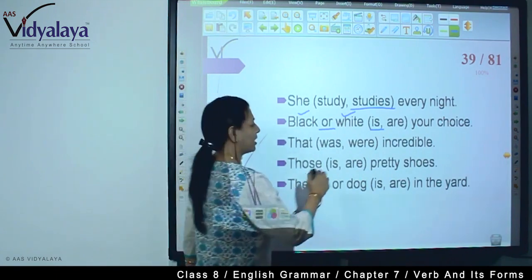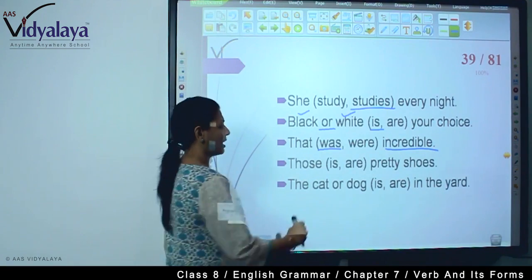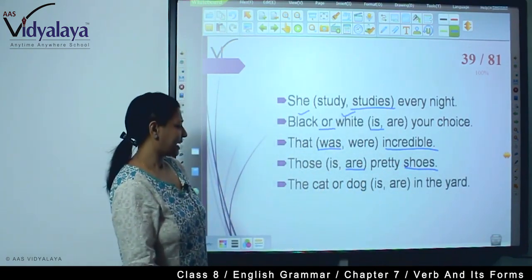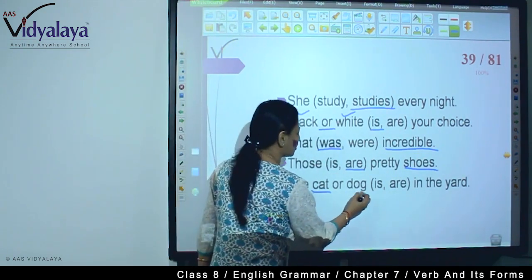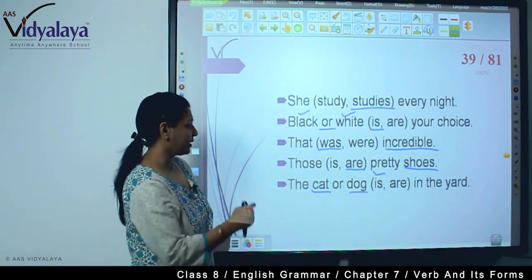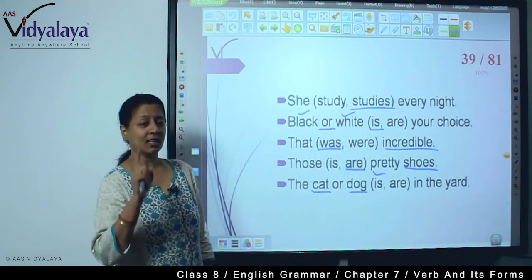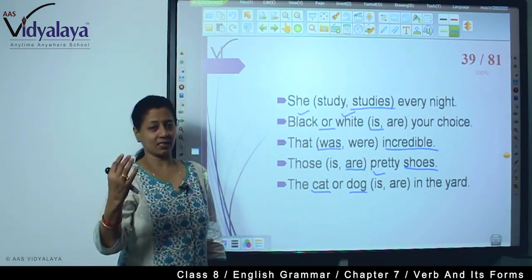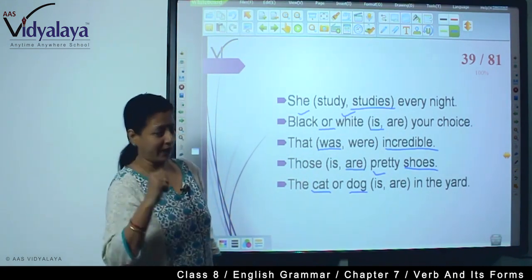That was incredible. Those, now here shoes. So, are pretty shoes. The cat or dog is in the yard. Who is in the yard? Either the cat or the dog. So, the cat or dog is in the yard. If it were the cat and dog, then the verb will be are. Don't get confused in these basic rules, because in the next session, I will tell you about those confusing terms of subject-verb agreement.